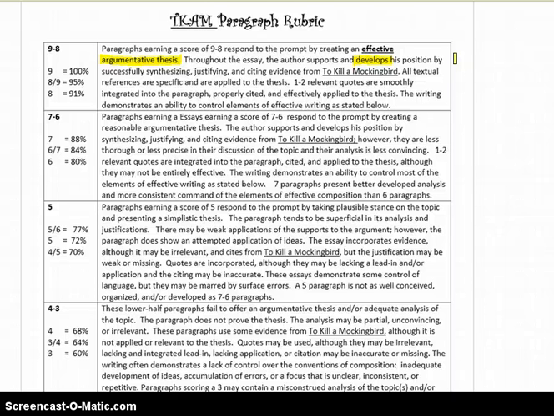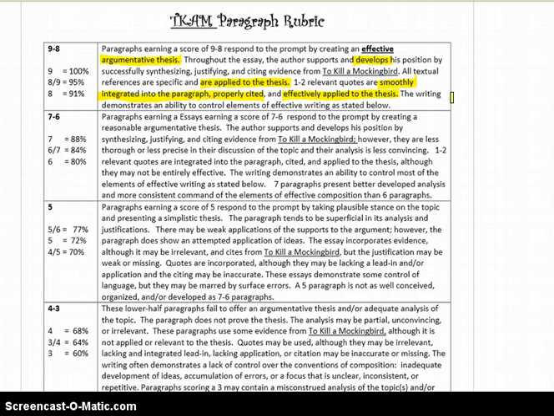Justifying it is applying that information to your argument, to your thesis statement. And citing it is giving citations if it's a direct quote. All textual references are specific and are applied to the thesis. Don't put anything in your paper that you don't apply back to the thesis statement. Otherwise, it's useless. An A paper includes 1 to 2 relevant quotes that are smoothly integrated into the paragraph, properly cited, and effectively applied to the thesis statement.